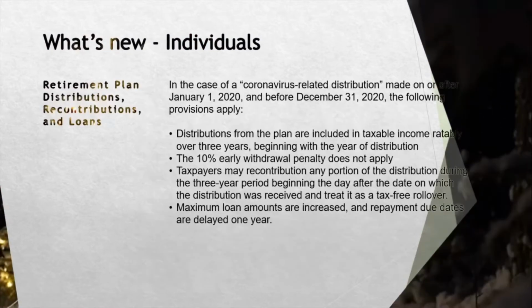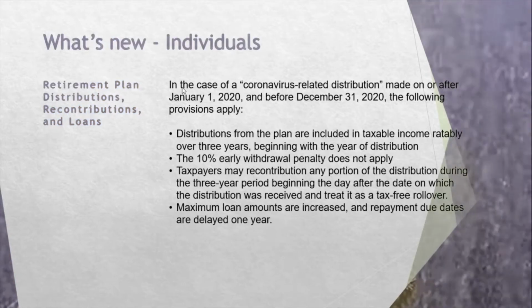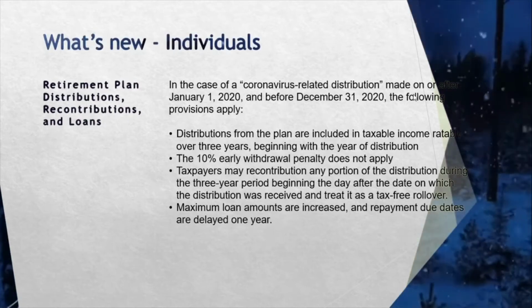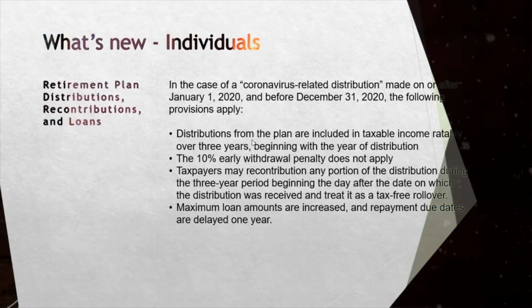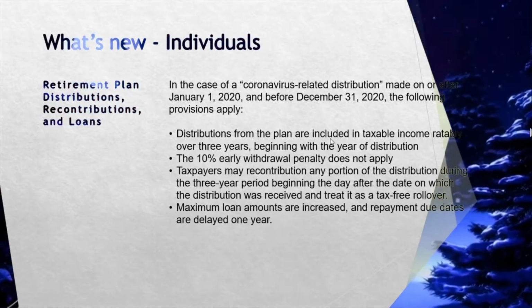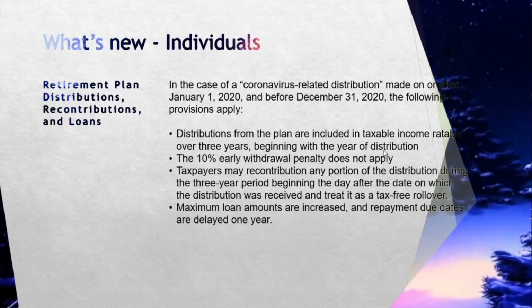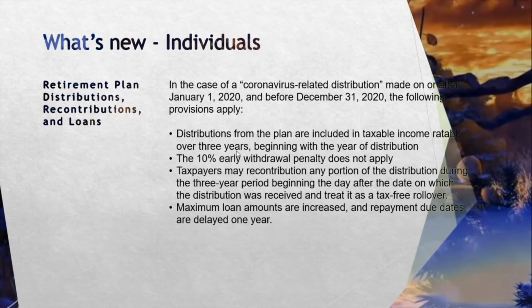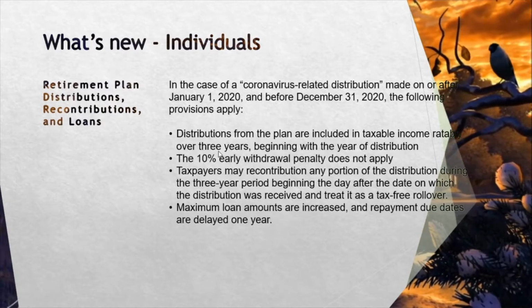Okay, so let's go to the retirement plan distributions, contributions, and loans. In the case of coronavirus-related distribution made on or after January 1, 2020 and before December 31, 2020, the following provisions apply. Distributions from the plan are included in taxable income ratably over 3 years, beginning with the year of distribution. The prior law is distributions from the plan are included in taxable income within the year of distribution, not over 3 years. Okay, so this is a new rule. Now you can spread it out over a 3 year period.